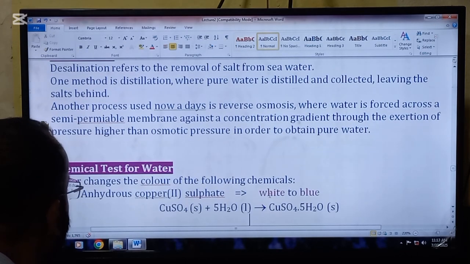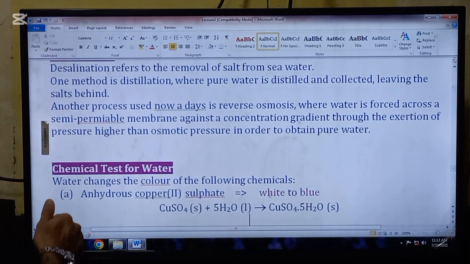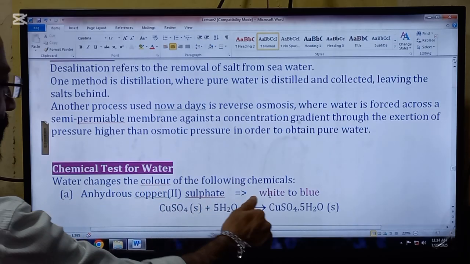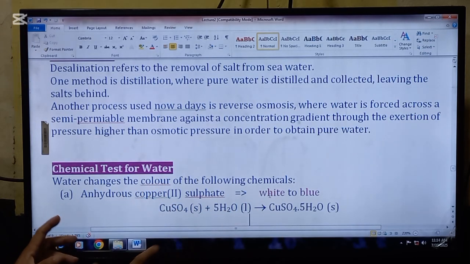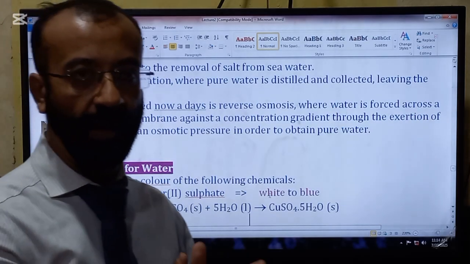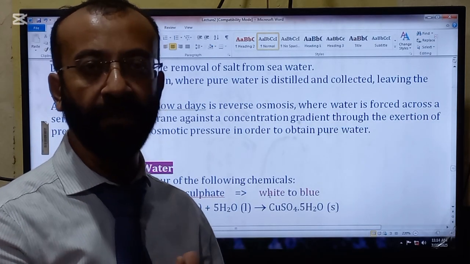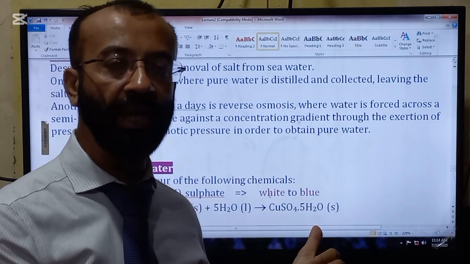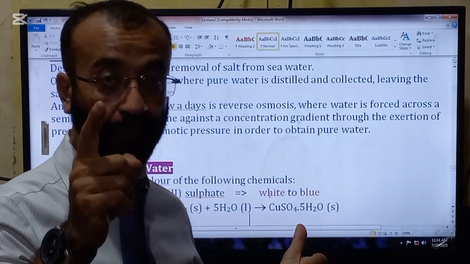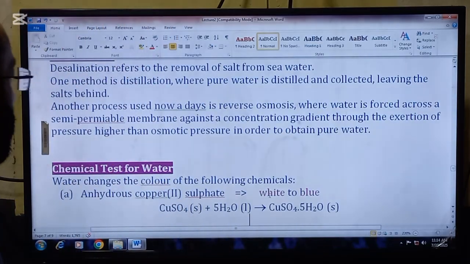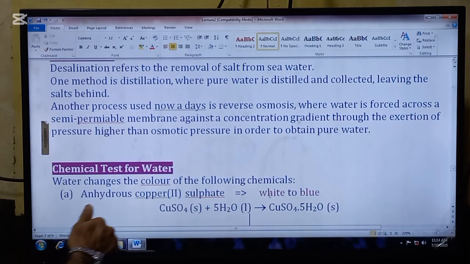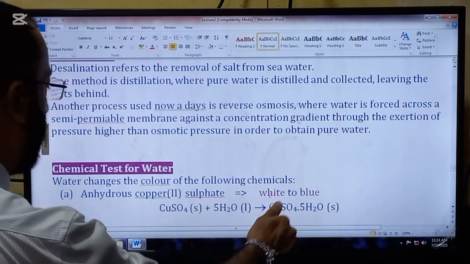The next thing that we are going to read is very important, that is the chemical test for water. Water changes the color of the following chemicals. So if water is to be observed, either the water is present or not. This question is again related to paper number 4, because that paper is alternate to practical.